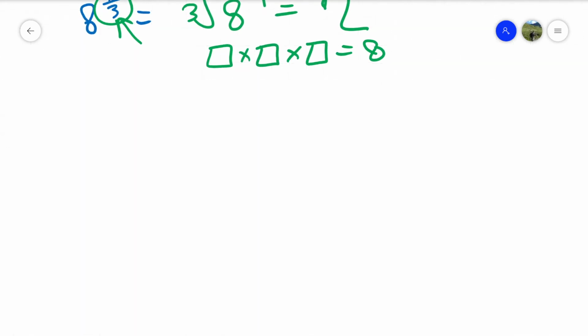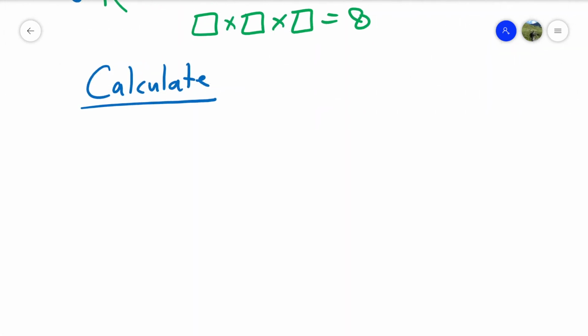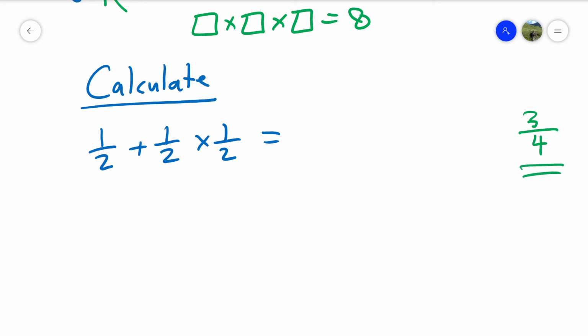Do another calculate. There's just one here, but I'll let you know when I finish writing it, because there's a couple of bits to it. Have a go in your own time. The answer is 3/4. And the reason is we have to do the order of operations.